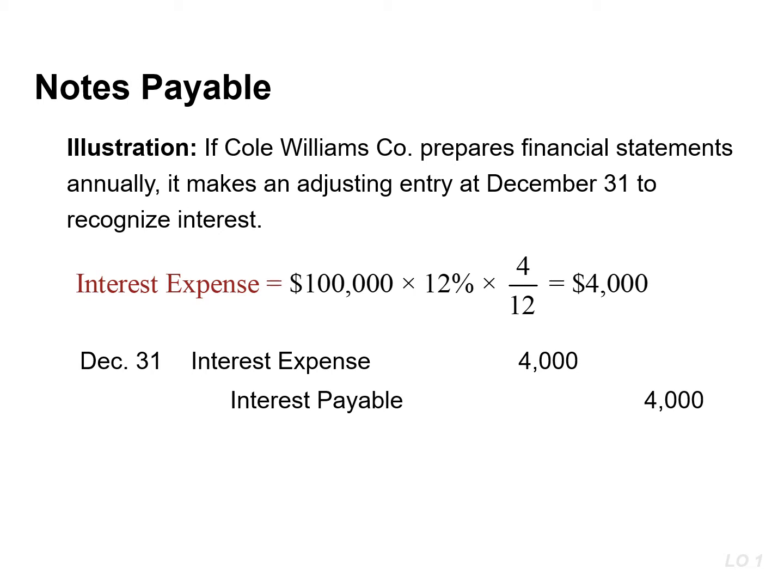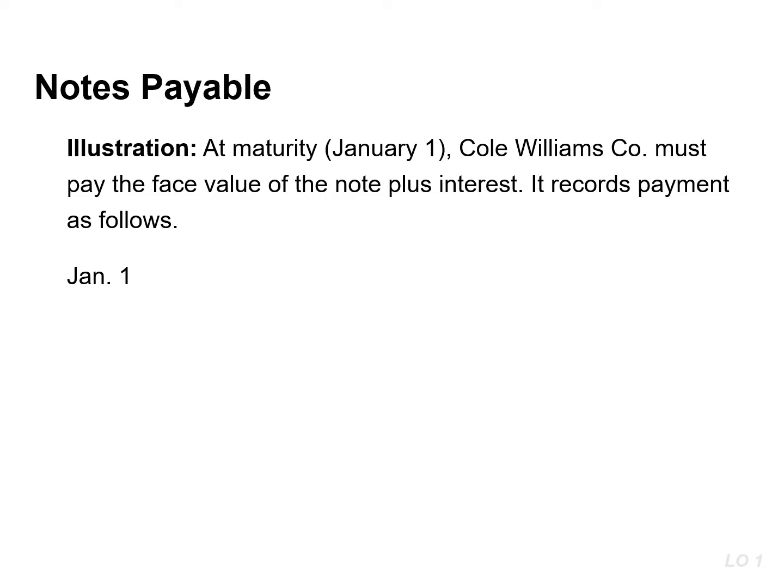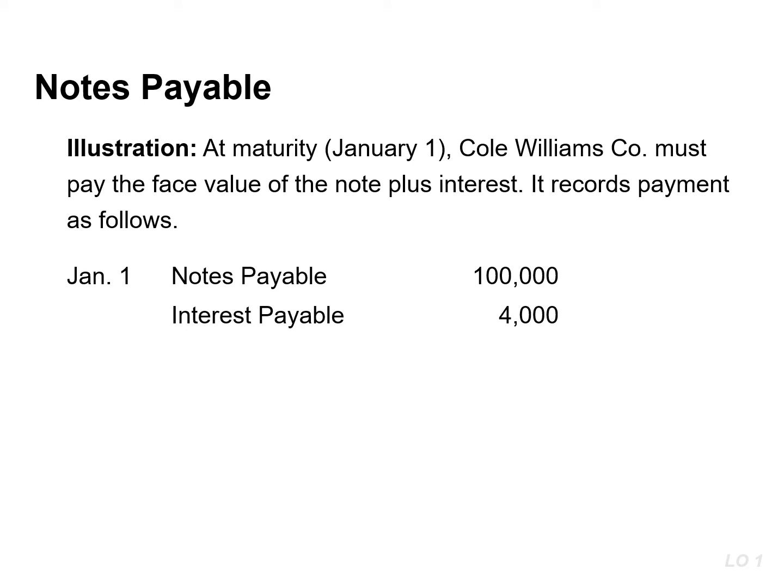for the same amount. In the December 31st financial statements, the current liabilities section of the balance sheet will show notes payable in the amount of $100,000 as well as interest payable for $4,000, because both of these amounts will be paid within 1 year. At maturity, the company must pay the face value of the note as well as interest. It records the payment of the note as follows. We would debit notes payable for $100,000. We would also debit interest payable for $4,000 and credit cash for $104,000.